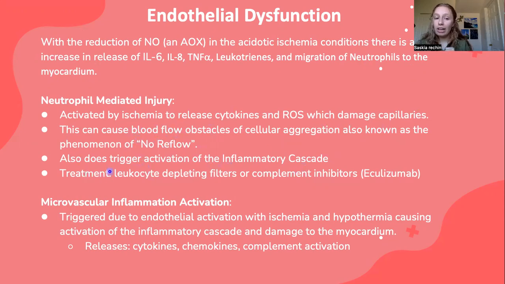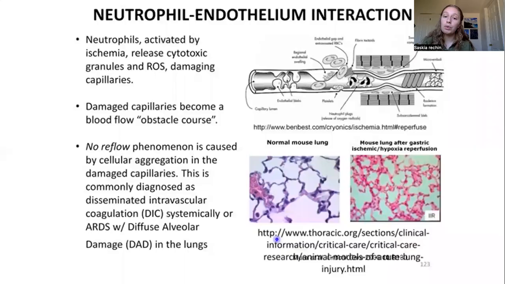One of the treatments for that is something called leukotriene-depleting filters. However, it's not widely used, but it can be used if it's really significant. Your microvascular inflammation activation is really triggered. It will respond to both ischemia and hypothermia. So that inflammation cascade will be activated and cause increased damage to the myocardium, all of which decreases the perfusion and reperfusion throughout the microvascular system of the myocardium.